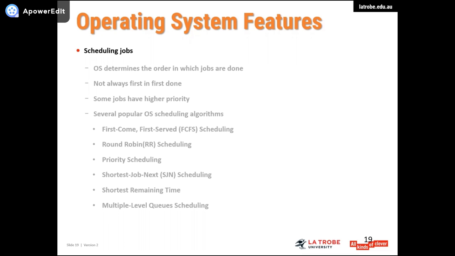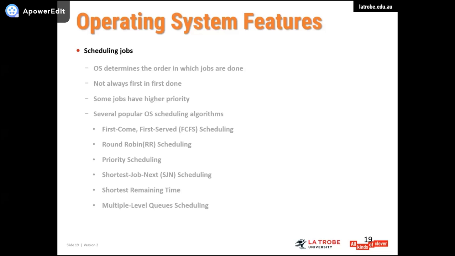Next is called round robin. Round robin is also a very simple scheduling algorithm. It means that if you have software A, B, C open at the same time, the OS will firstly give the resource to A. After a while, the OS will give the resource from A to B, and then B to C, and then from C back to A. So that's called round robin.